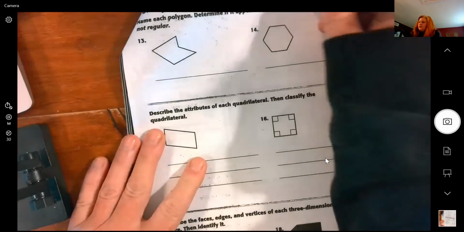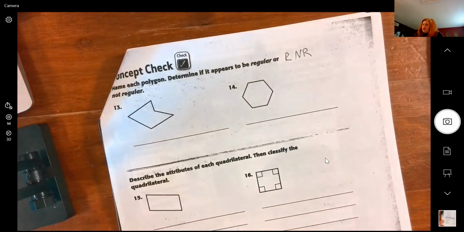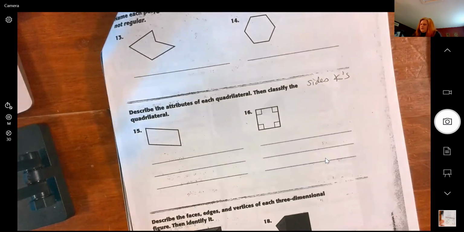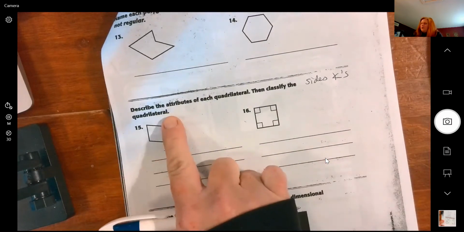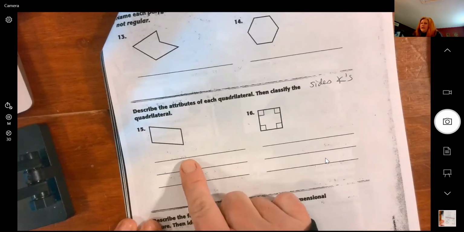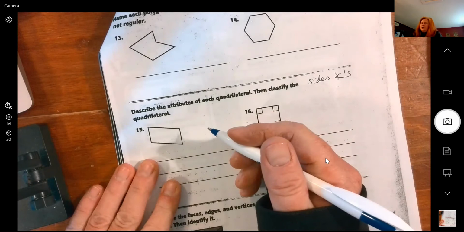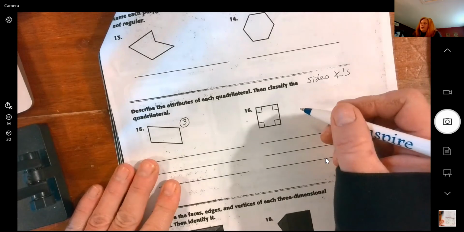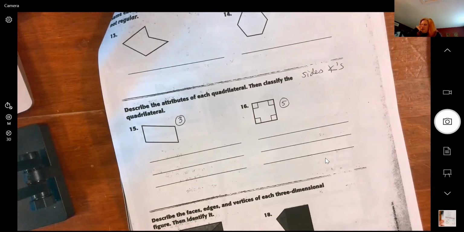Then you're going to classify your shapes as regular or not regular, and you can use R and NR. Then you're going to describe your attributes, so your sides and your angles, and abbreviate away. Then you're going to name the quadrilateral, and it might have more than one name. So I'll give you a clue. This one will have 1, 2, 3 names. This one will have 1, 2, 3, 4, 5 different names that you could call this.